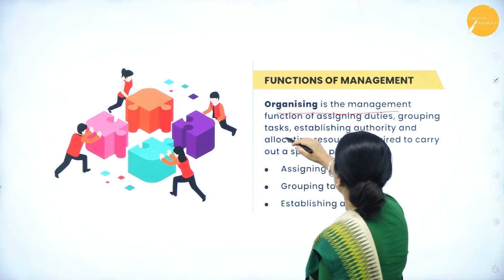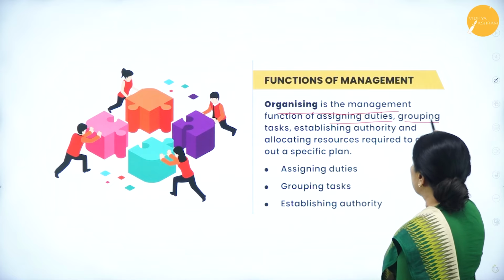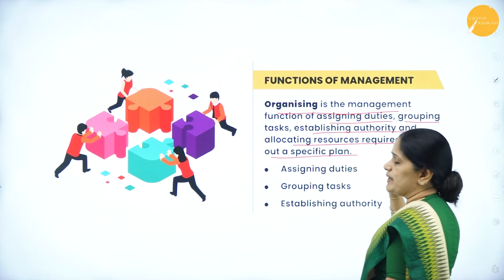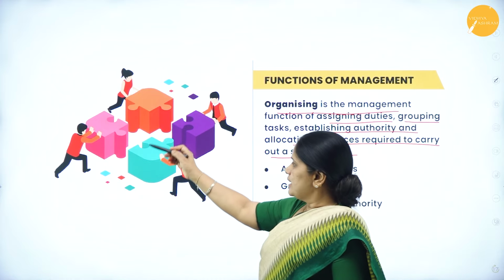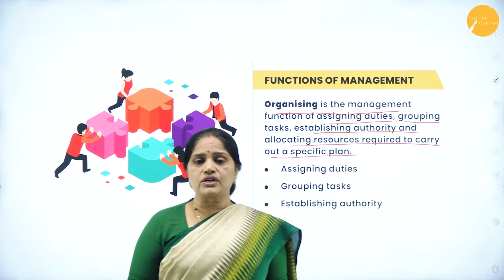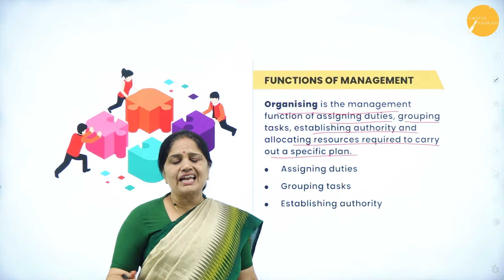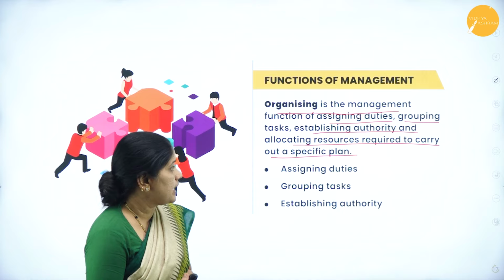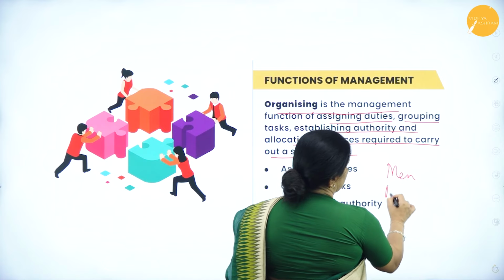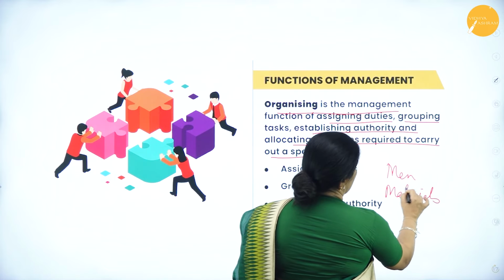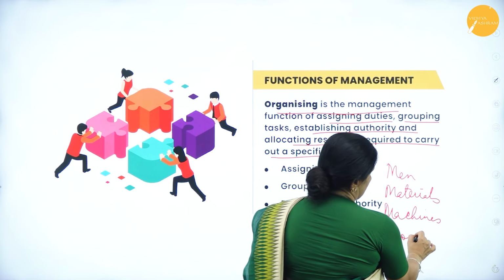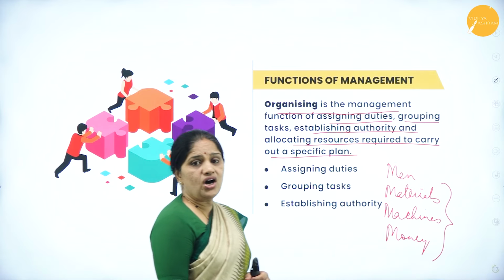Organizing is the function of assigning duties, grouping tasks, establishing authority and allocating resources required to carry out a specific plan. You can see here there are various parts of a jigsaw puzzle and they are trying to put it together. In the same way, the organizing function of management means you are bringing together all the various resources of the organization. That is the 4 M's of the organization: men, materials, machines and money. See, all these 4 come together for organizing.